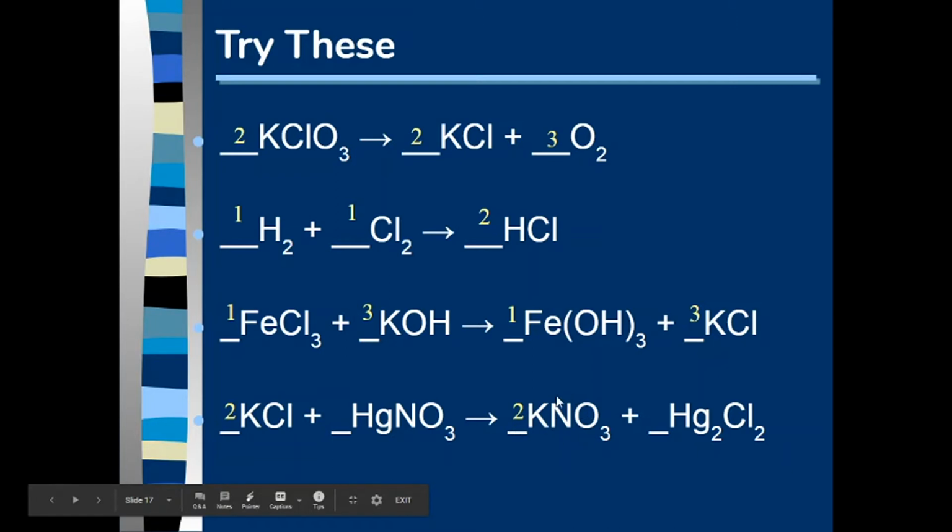Now here are my nitrates. Remember, these are a polyatomic ion. This 2 out in front here means I have 2 nitrates on the right. And right now I only have 1 nitrate unit on the left. So I'm going to need a 2 out in front here. And by doing that, now I have 2 mercury atoms on the left. Oh, look, I have 2 mercury atoms on the right. And it's balanced.